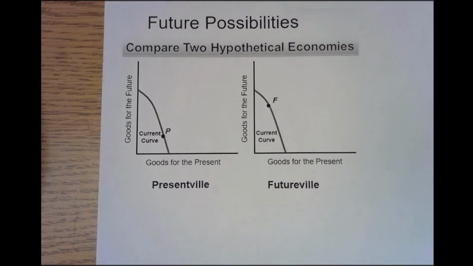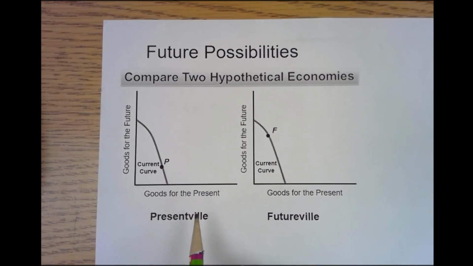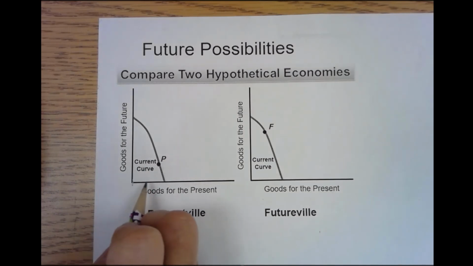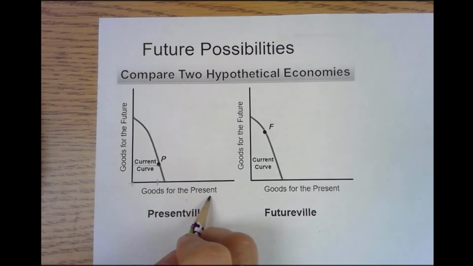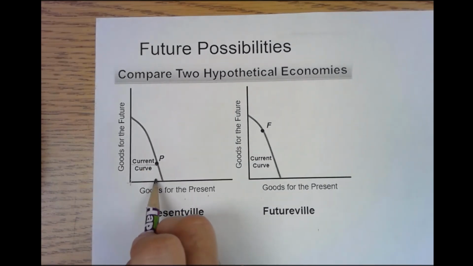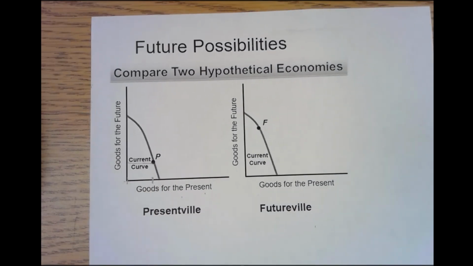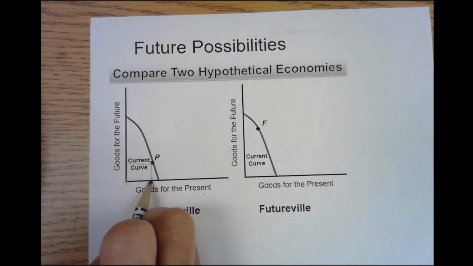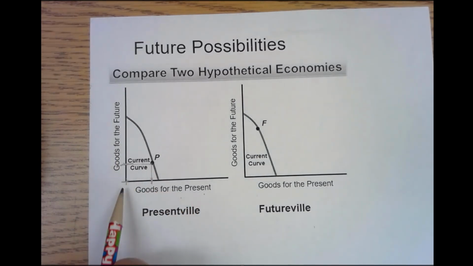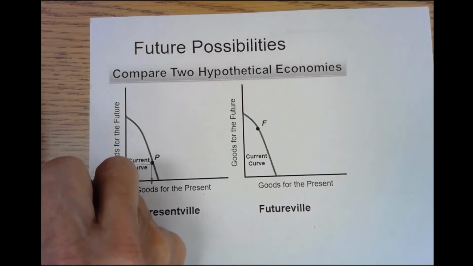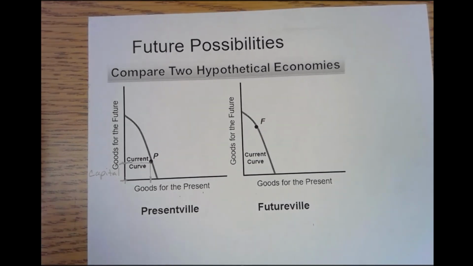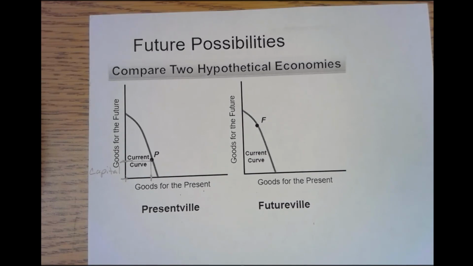Let's look at these two economies. We have Presentville and Futureville. And in Presentville, it produces from here to here, goods for the present. And so goods for the present would be things like food and services that are used up and gone after they're used. And then it produces from here to here goods for the future. And these goods for the future are also called capital goods. Remember, man-made things used in production. So that would be equipment and factories and things like that.